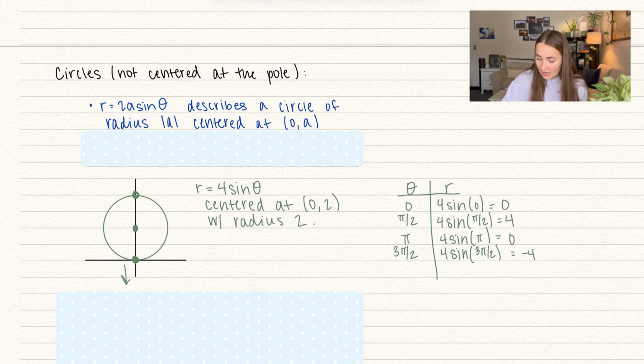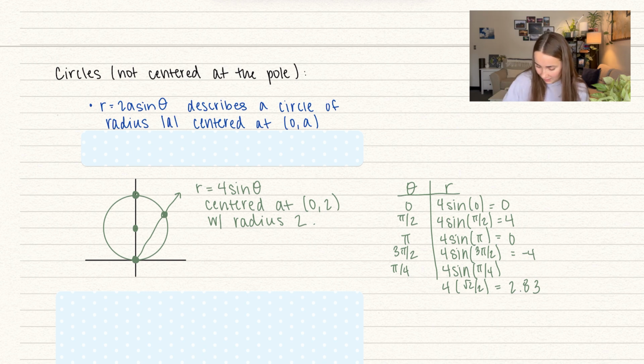Now, if you wanted to check extra angles, you're more than welcome to do that. One example would be pi over 4, right? If we were to plug in pi over 4, we get 4 sine of pi over 4. And we know sine of pi over 4 is equal to root 2 over 2. So let me go ahead and plug that into our calculator. We get 2 times the square root of 2, which is equal to 2.83. I'm going to round it. And so this radius right here would be about 2.83 if I drew it better.